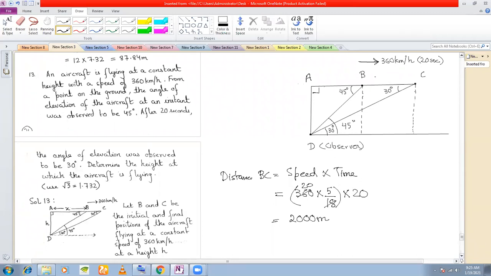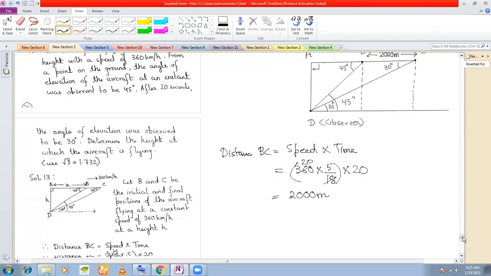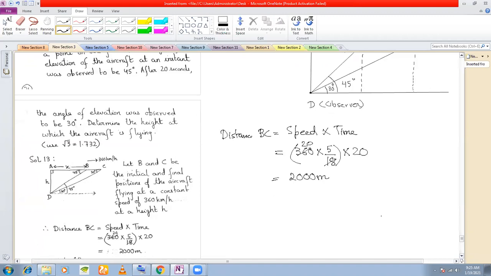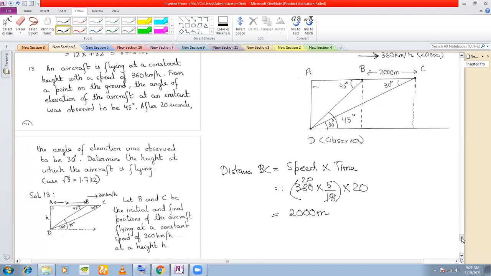So this length here, the distance that the plane has traveled. Sir, how 2000? 20 into 20 will be 400, 400 into 5 is 2000. Okay, sir. So distance BC we have got as 2000 meters.